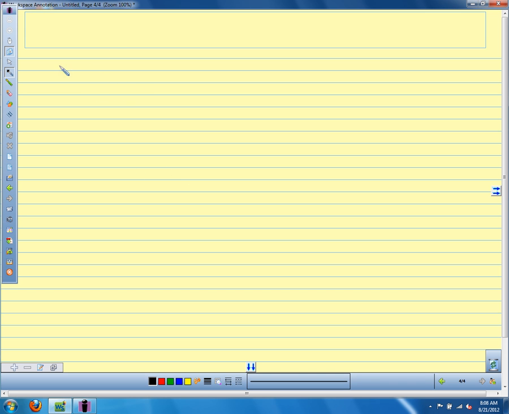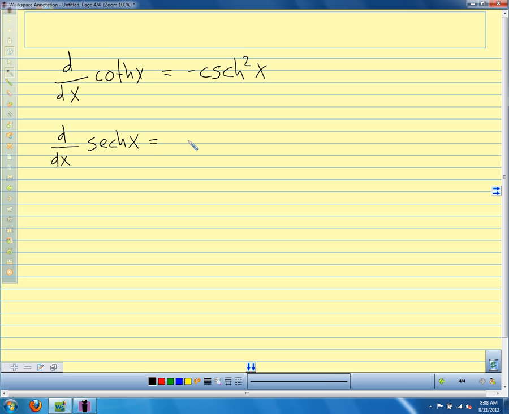So our derivative of the hyperbolic cotangent is minus hyperbolic cosecant squared of x. The derivative of the hyperbolic secant is minus hyperbolic secant times hyperbolic tangent. So these look almost exactly like our regular trig functions, just some of the signs are a little different. So those are the derivatives.